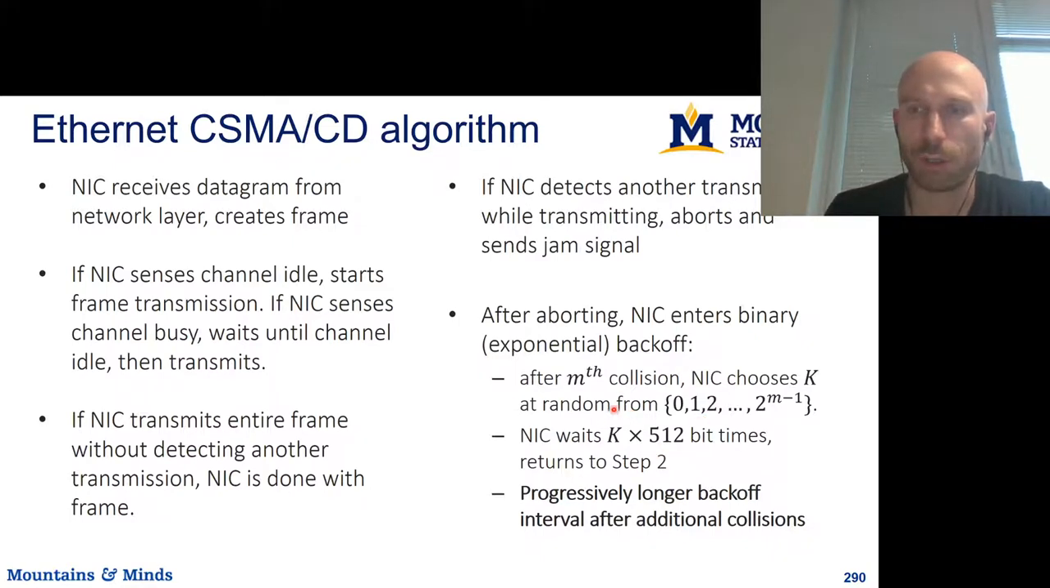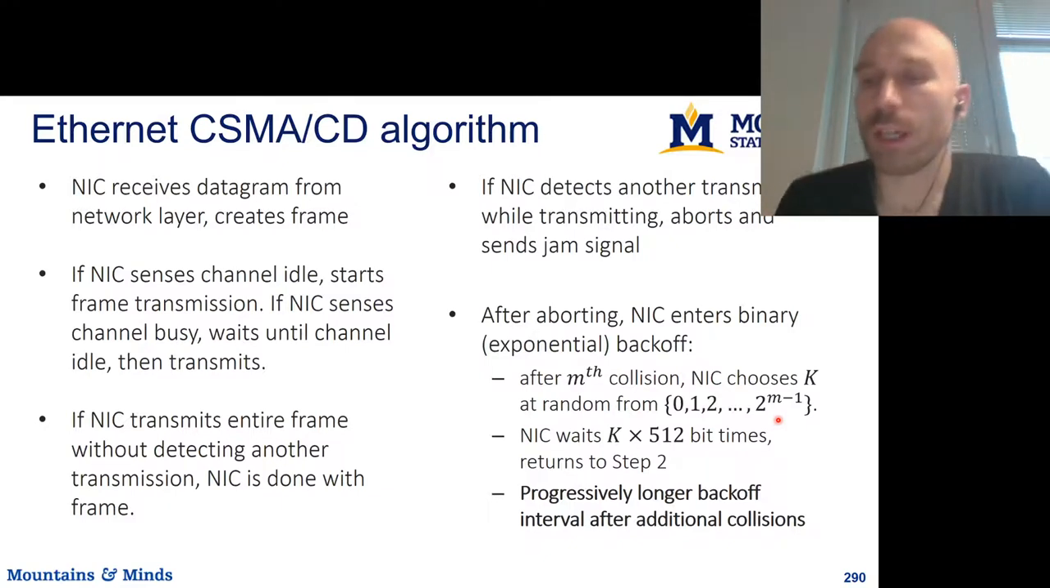And so then they will go into another backoff, but now M increases, meaning the size of the set increases, meaning that it becomes increasingly less likely that they will pick the same values from the set, right? Just because the set is larger and they're picking a random value from it. Okay, so as the number of collisions increases, they have the possibility of delaying longer and longer.